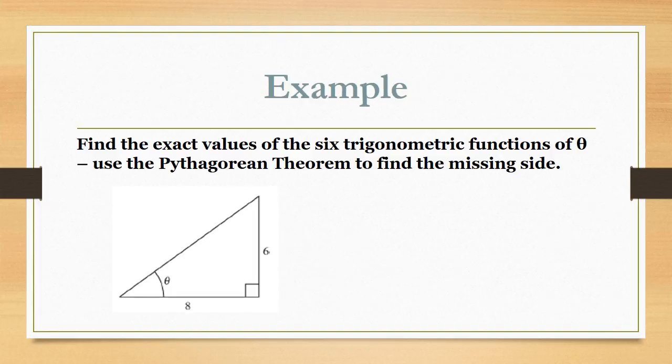So what you're going to do is find the exact values of the 6 trigonometric functions of theta. You have a missing side, but use the good old Pythagorean theorem, a squared plus b squared equals c squared, to find the missing side. Pause the recording and give this a try and resume to check your answer.